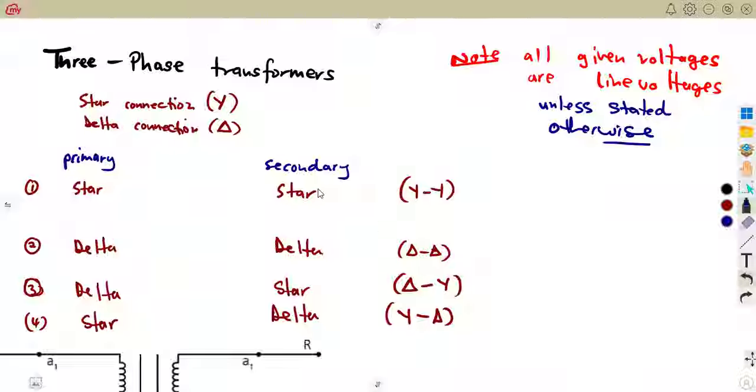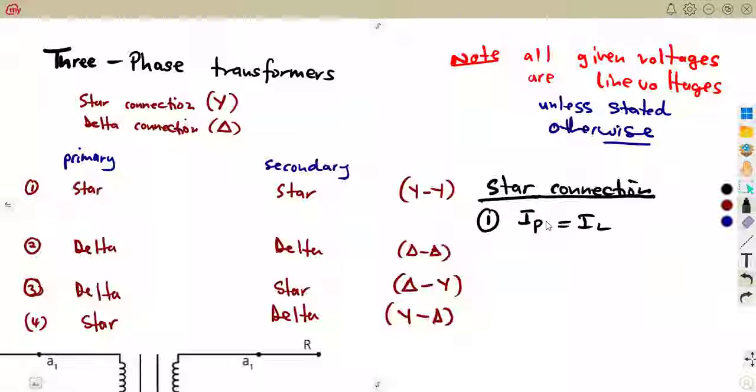So in a star connection, whether the primary is the one that we are talking about, whether it is the secondary, or we're just talking about a star connection, what is it that we understand? Remember, in a star, that's when the currents are the same. IL is equal to IP. The phase current will be equal to the line current, meaning IL is equal to IP.